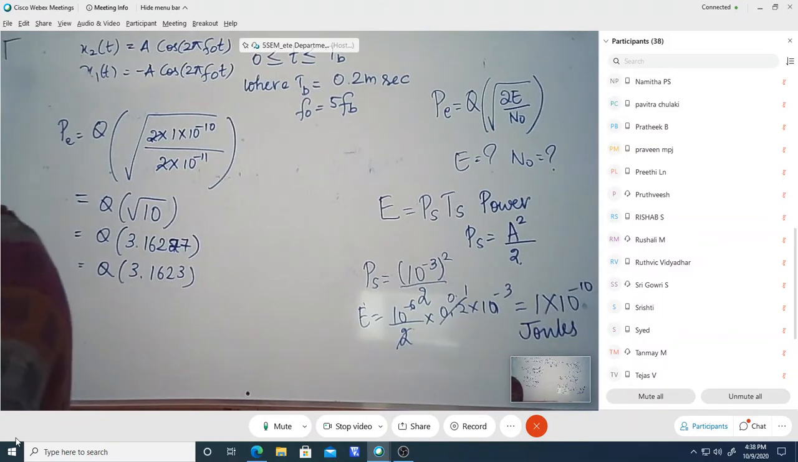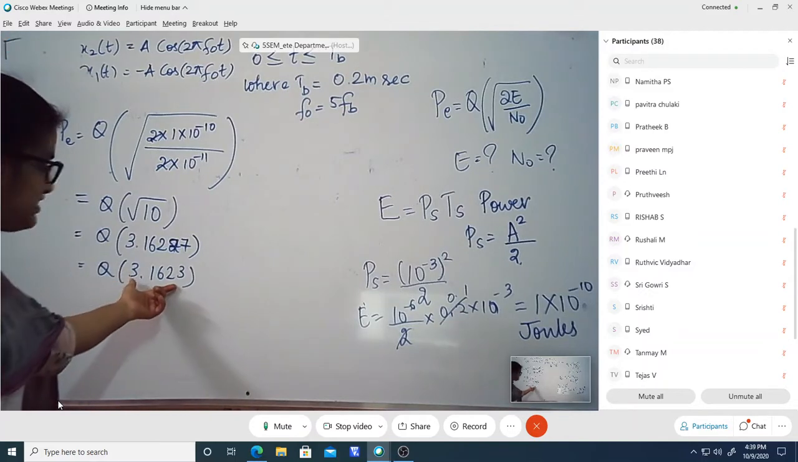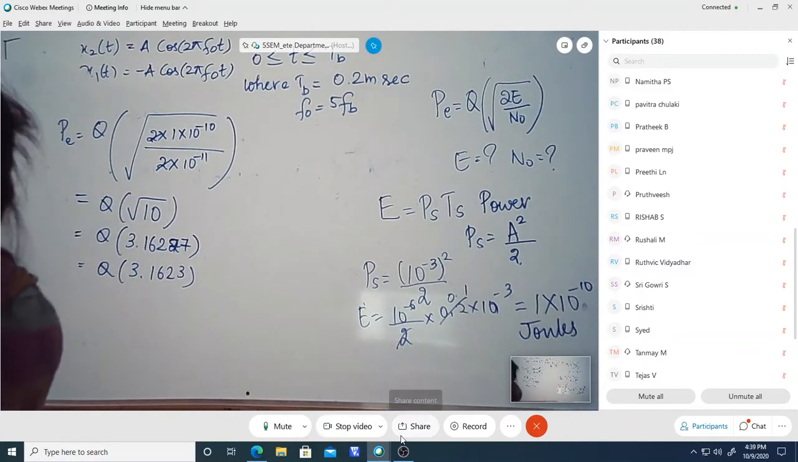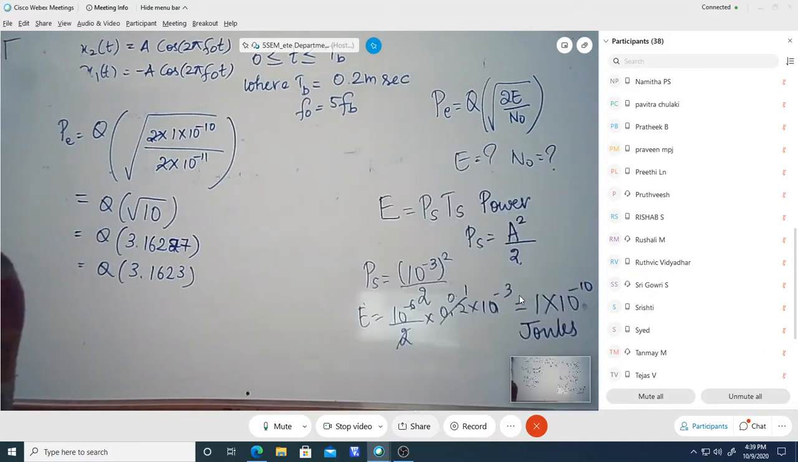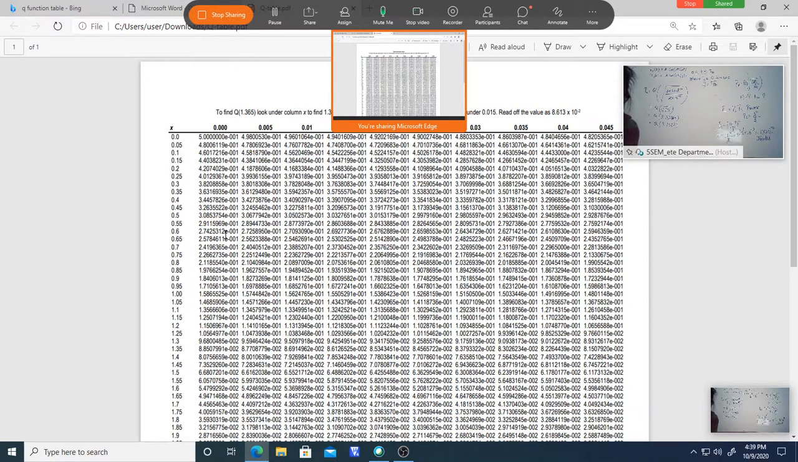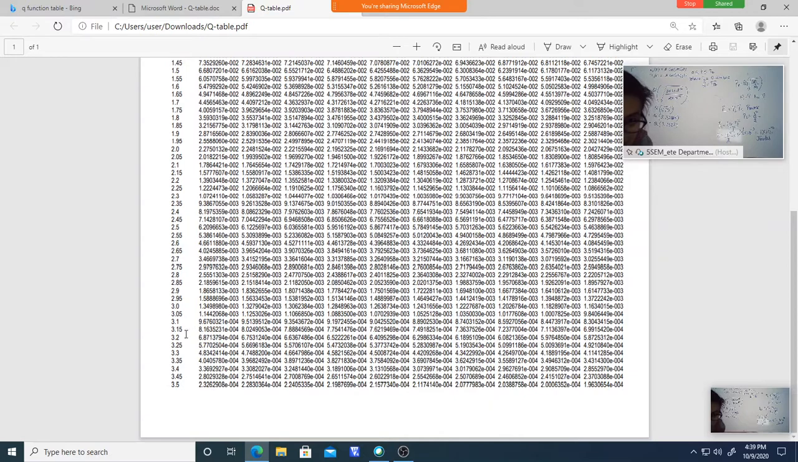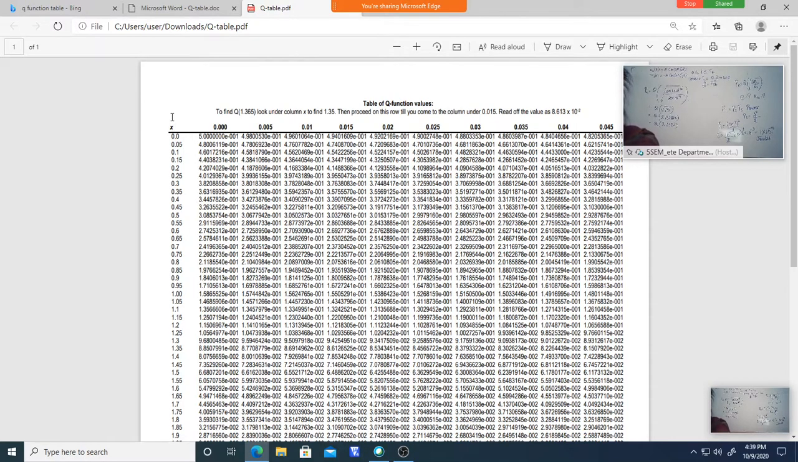Yes, ma'am. Okay. So once we know the value of this Q within the bracket, then I will show how to find the probability of error value. So now you can see the Q table. What is the value inside the bracket? It is 3.162. First find out where the nearest value of 3.1 is. On the left column you are seeing the X value. Your table will always be given as Q of X.